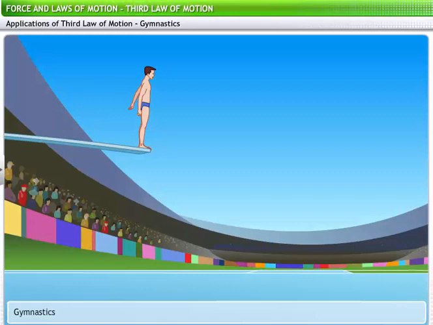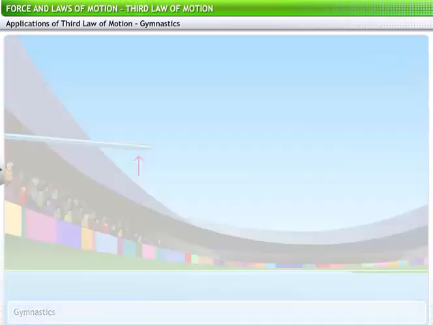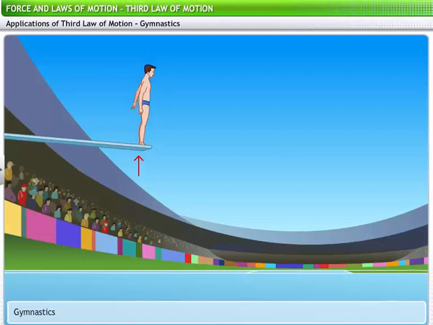If you like swimming and diving, you must be familiar with diving board. During a swimming event, a gymnast hops on the free end of the diving board before jumping off. The hopping action pushes the board down. When the board is released, it pushes the gymnast up in reaction. The reactive force enables the gymnast to jump higher.